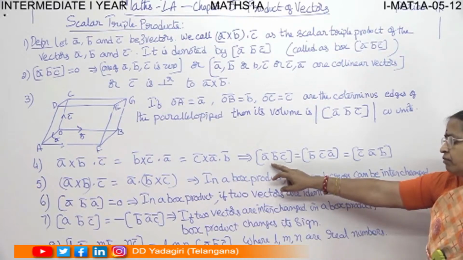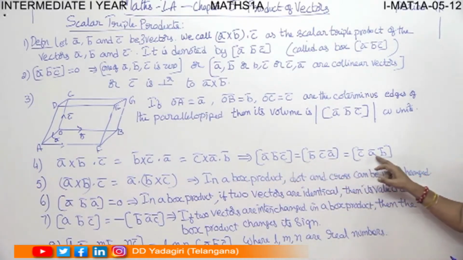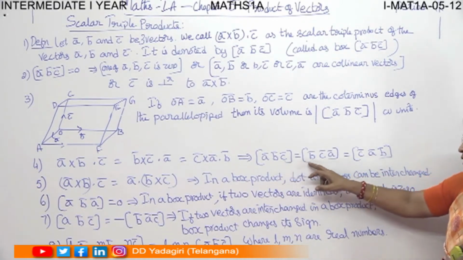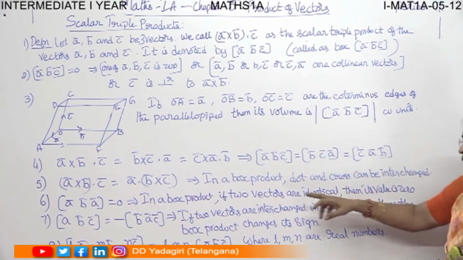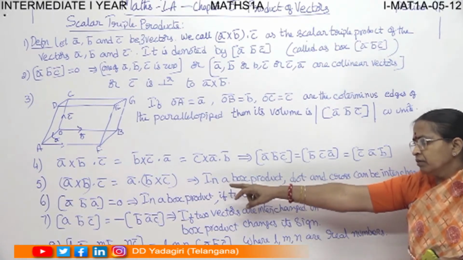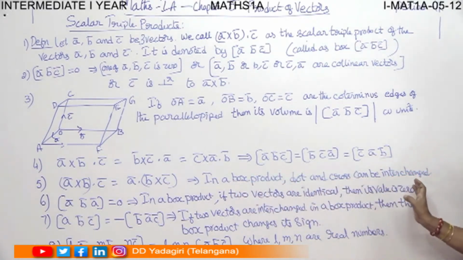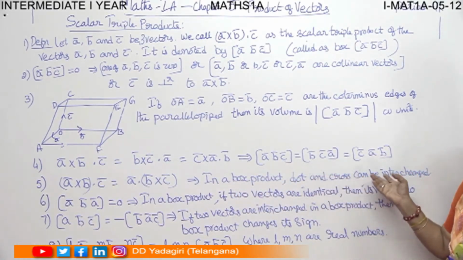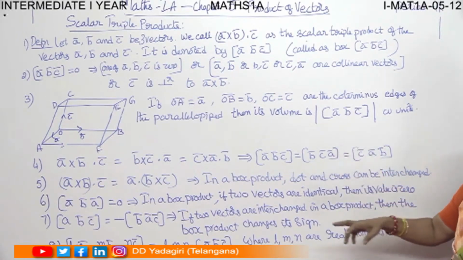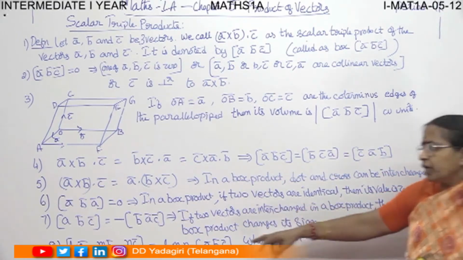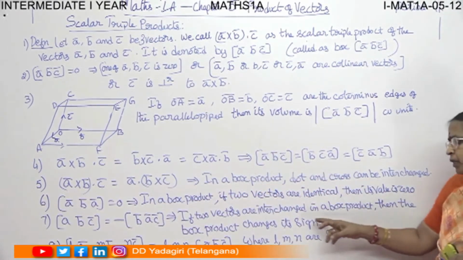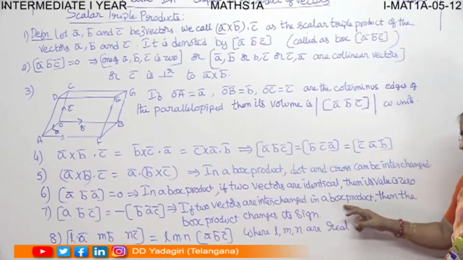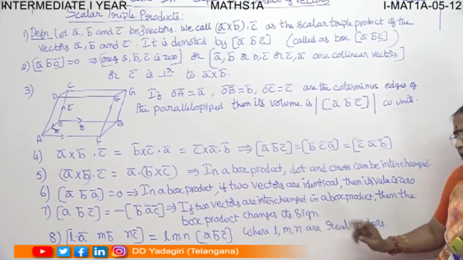And then when the cyclic order is the same, box ABC is the same as box BCA, which is the same as box CAB. So in a box product, dot and cross can be interchanged because it is the volume of the same parallelepiped. When two vectors are identical, the box product value is 0. And when you interchange two vectors, the box product changes its sign.